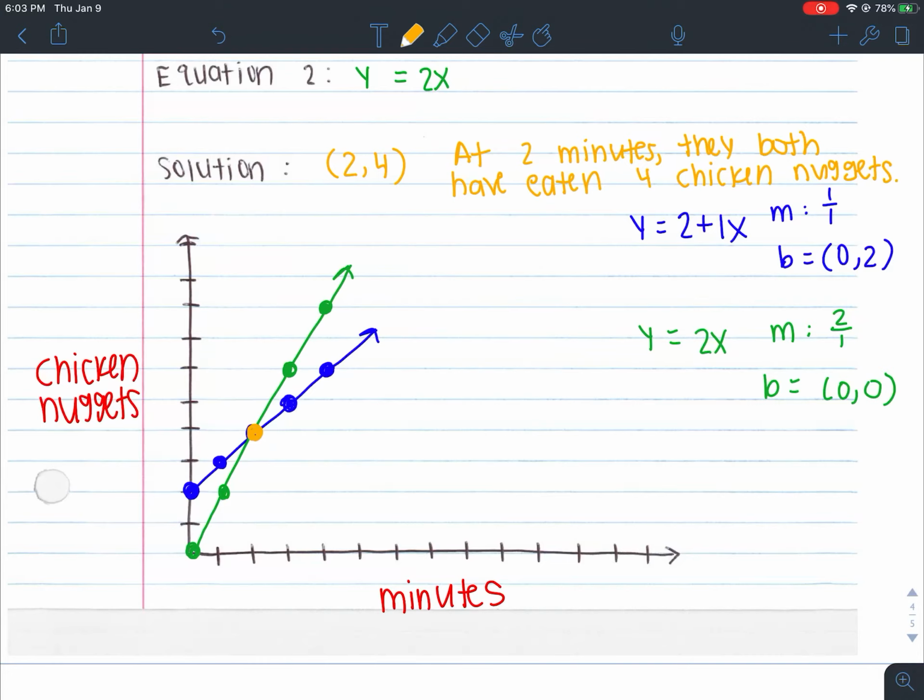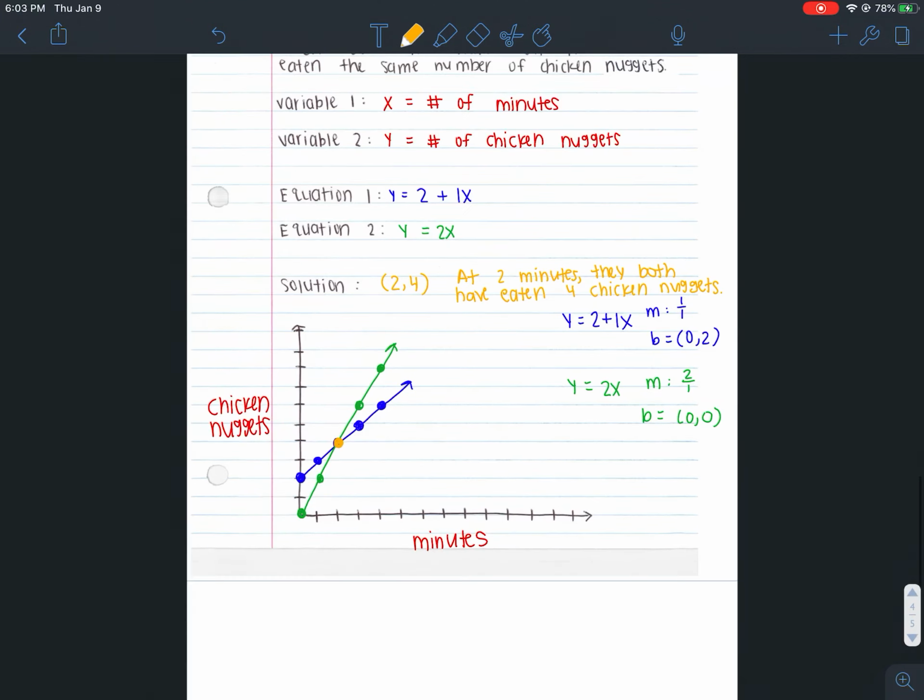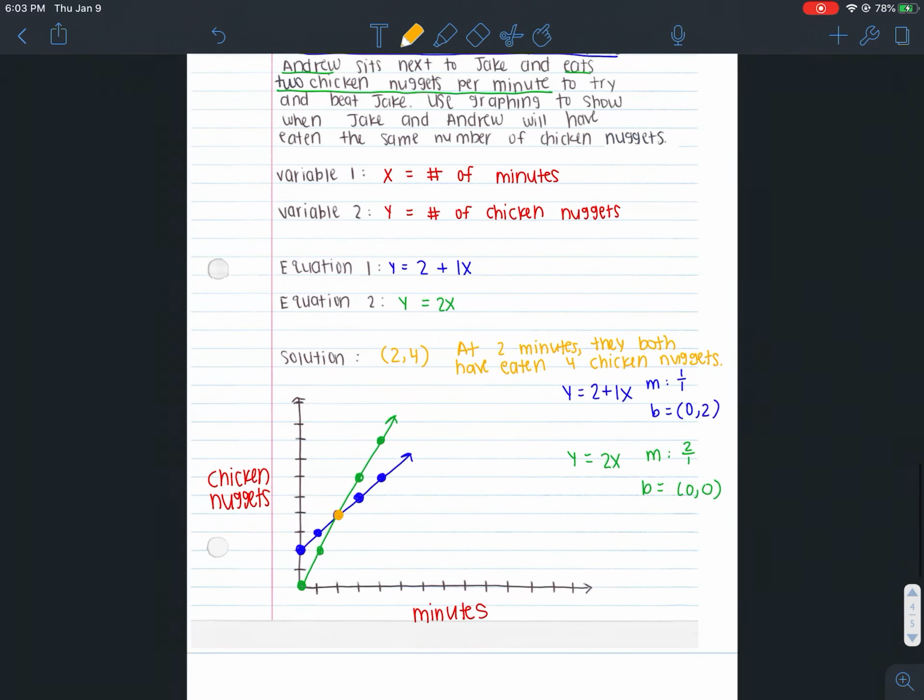So that's what the solution means. They cross at the point 2, 4. What does it mean? Well, you want to look at your x and y values and see what they mean. The x values are minutes, and the y values are chicken nuggets. So at 2 minutes, they both have eaten 4 chicken nuggets. So Andrew catches up to Jake after they've eaten for only 2 minutes.